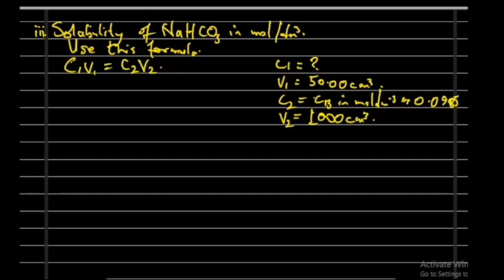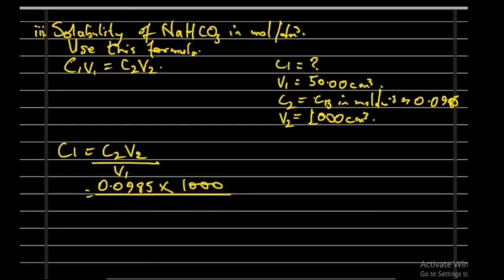So from this now, let us make use of the formula above. We say that C1, since we are looking for C1, equals C2V2 divided by V1, and then our C2 is 0.0985 multiplied by our V2, which is 1000, divided by our V1, which is 50 centimeter cube. So doing the calculation, we'll be having 6.5 divided by 50 will give us 97 moles per dm cube. So this is going to be the solubility of sodium hydrogen triazocarbonate.